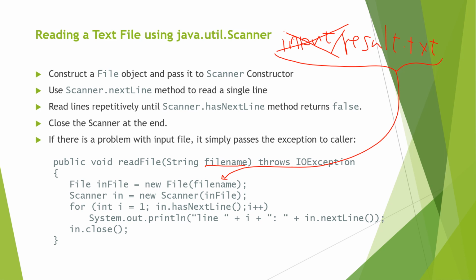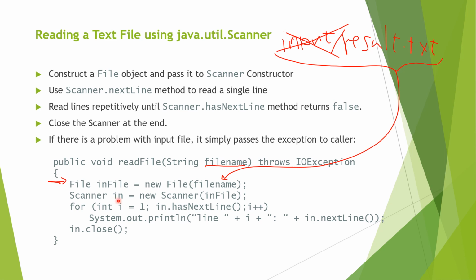After the File object is constructed in this line, it's time to create a scanner. I will say Scanner in equals new Scanner, and then I pass the file object as the input parameter of the constructor of the Scanner. Now the file is open and it allows me to scan the file using this scanner object in.